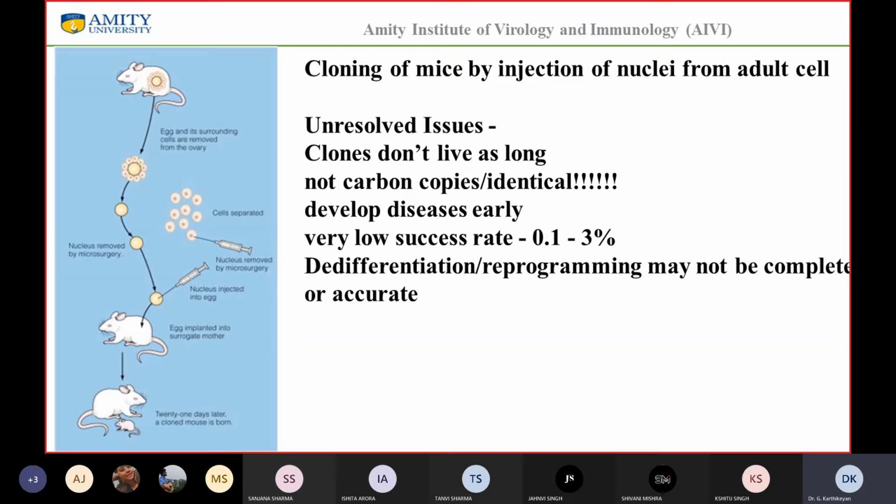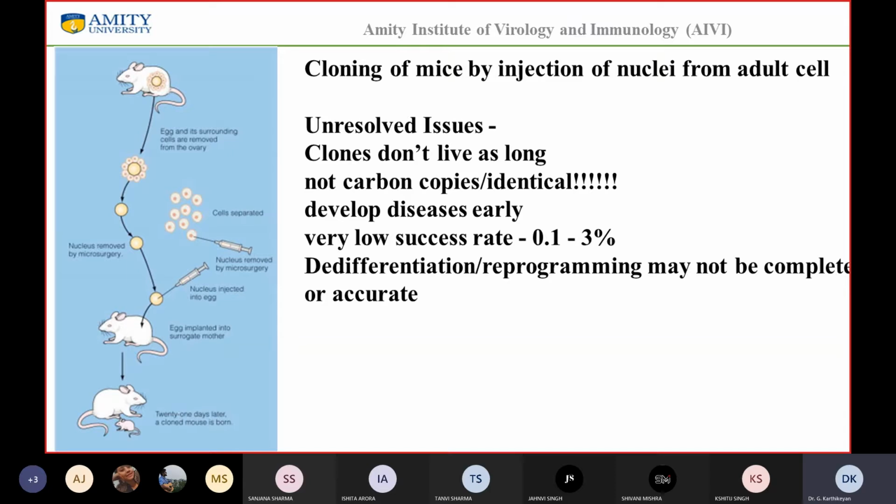Another issue is the very low success rate. It's only like 0.1 to 0.3%. That means you have to do hundreds and hundreds of microinjections in order to see a statistically successful rate. Of course, not many people are so well trained to do this. That means you already have a big challenge.